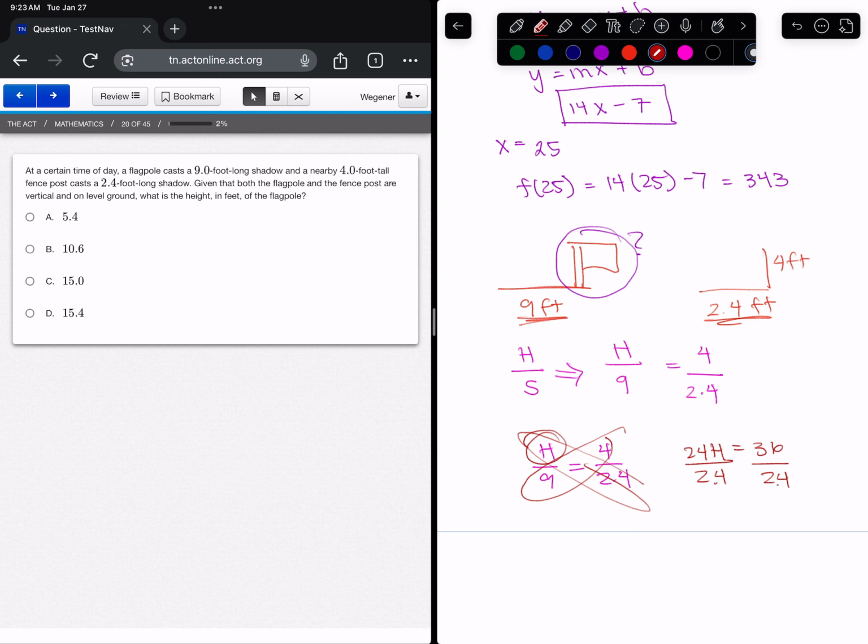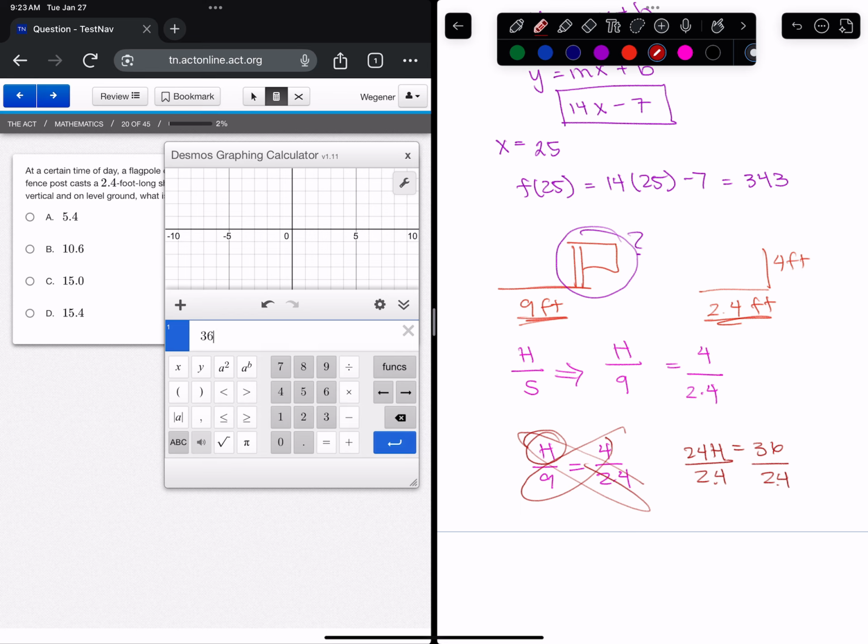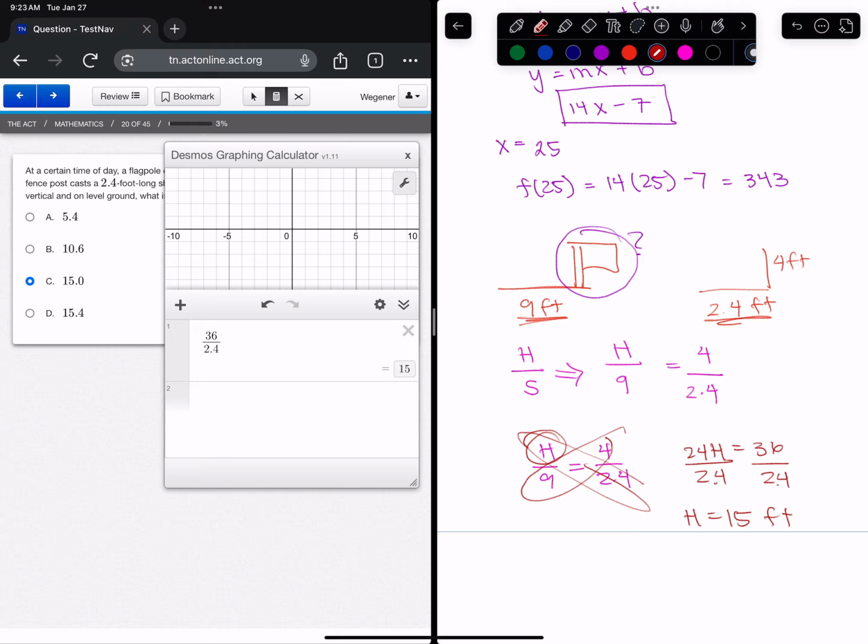So make sure you don't lose the decimal. I just lost the decimal there for a sec. So we got 36 divided by 2.4, and we got 15. So my height of the flagpole is 15 feet. Okay, so it is C.